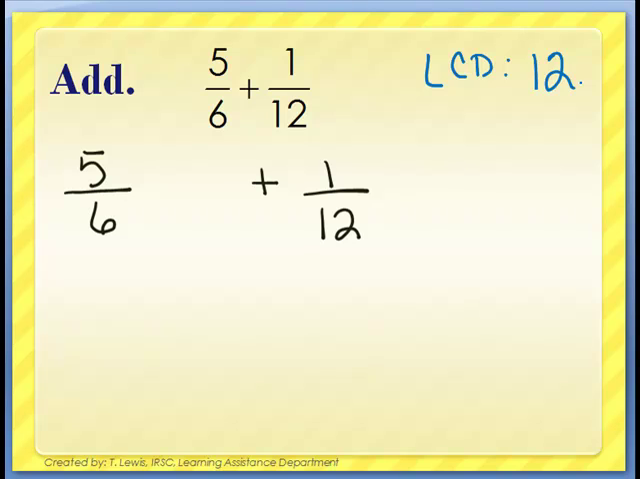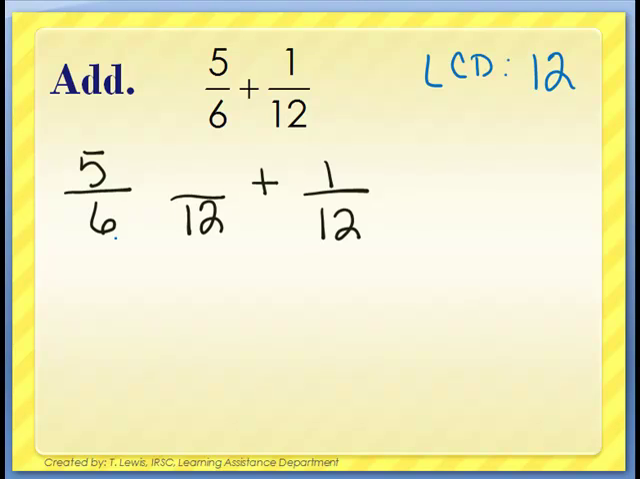As you convert, you may end up converting both fractions or just one fraction. As we look at 5/6 and 1/12, we only need to convert one fraction, the first fraction, 5/6, because the 1/12 is already in twelfths. So I'm going to write 12 next to the 5/6 because that's the one that we need to convert.